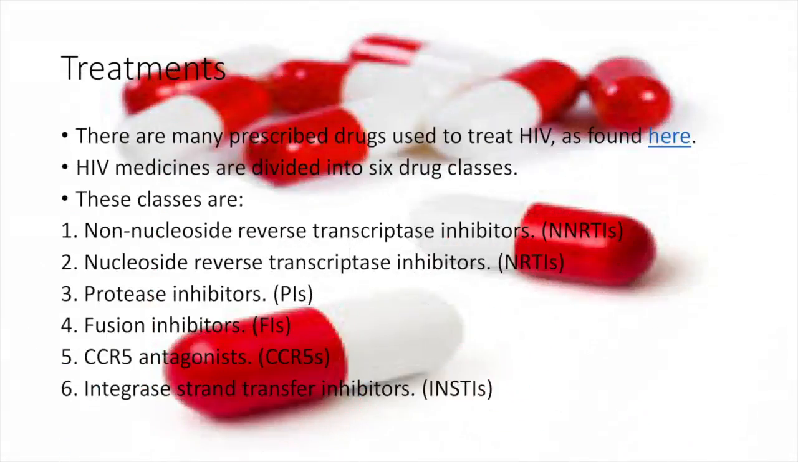There are many prescribed drugs used to treat HIV. HIV medicines are divided into 6 drug classes. These classes are non-nucleoside reverse transcriptase inhibitors, or NNRTIs, nucleoside reverse transcriptase inhibitors, or NRTIs, protease inhibitors, or PIs, fusion inhibitors, FIs, CCR5 antagonists, CCR5s, and finally, integrase strand transfer inhibitors, or INSTIs.